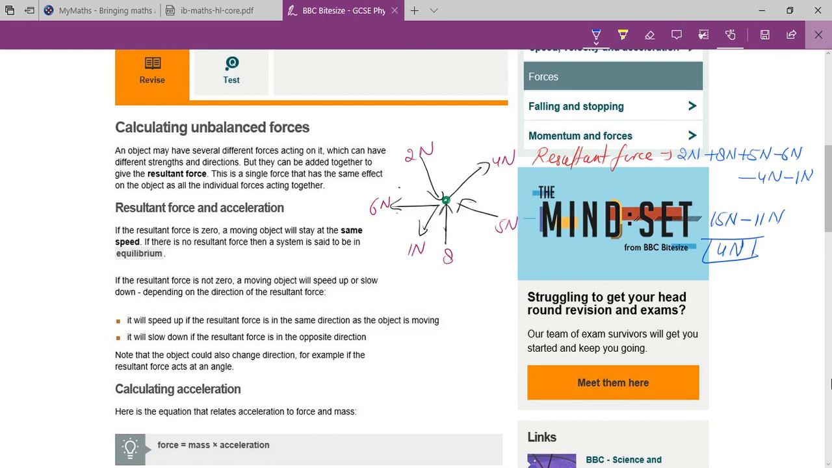Great. So resultant force and acceleration. If the resultant force is zero, then you have to understand that the object will be in rest position. If an object is in rest position, that means the resultant force is zero. And if there is no resultant force, you can also understand that the object will be in equilibrium. Understand, Bita? Great.